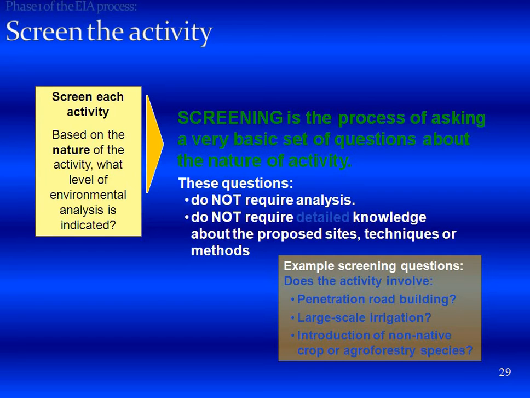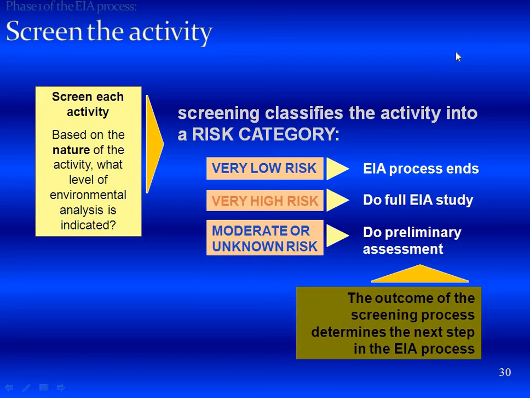Does the activity involve large scale irrigation? Does the activity involve introduction of non-native crop or agroforestry species? So these are the different types of questions asked. Does it have this? Does it create that? In these different ways, you can screen an activity. Screen each activity, as each activity will have its own actions. So each activity has to be screened based on its nature, to indicate what level of analysis is needed.